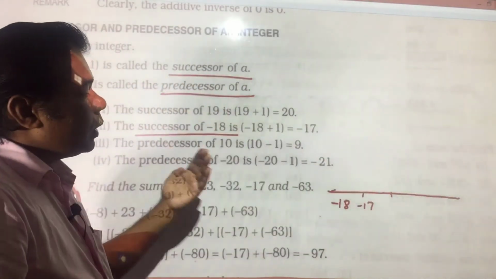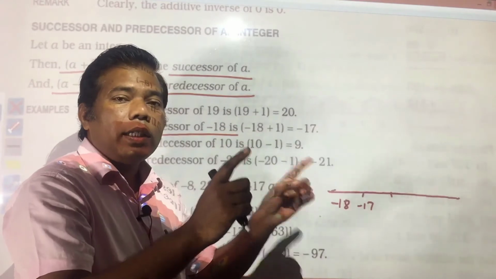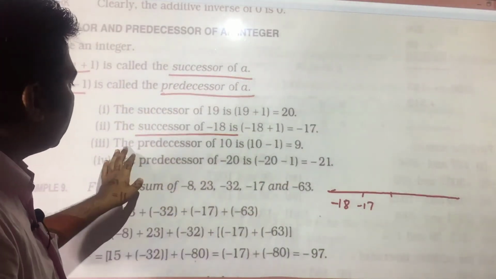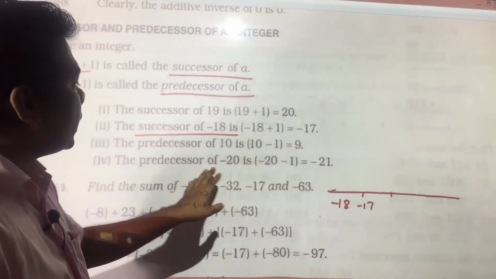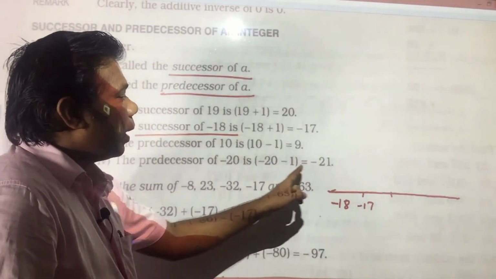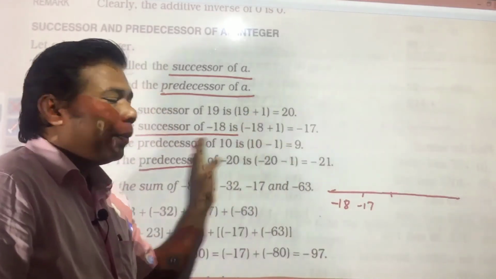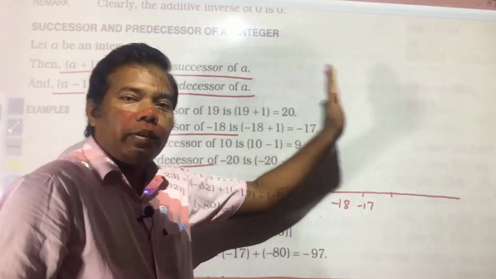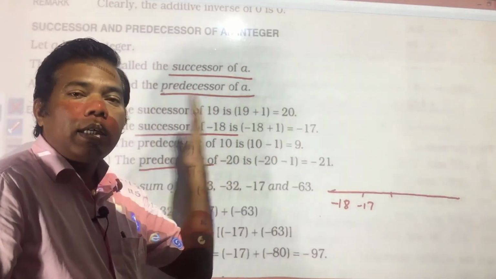And in just the opposite way, if we need to find the predecessor, we need to visualize the number on the left side. So 1 is required to be subtracted. The predecessor of 10 is 9. The predecessor of minus 20 is not minus 19, it is minus 21. So you need to visualize the left side if it is a predecessor. If it is a successor, you need to visualize the right side, and if it is a predecessor, you need to visualize the left side.